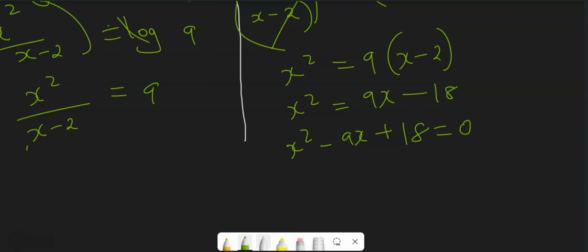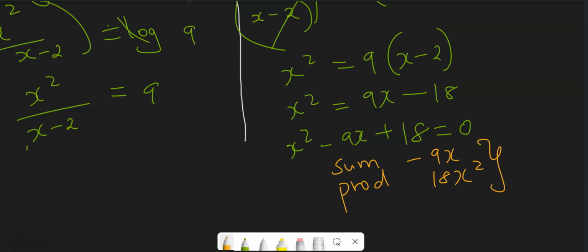We use factorization to solve this: find two numbers whose sum is negative 9x and whose product is 18x squared. This is another thing I'll teach later on. It's not really logarithms, but quadratic equations. So this is the factorization method of solving quadratic equations.